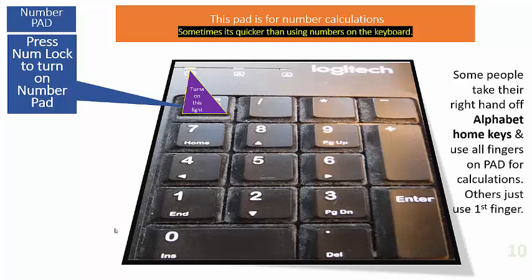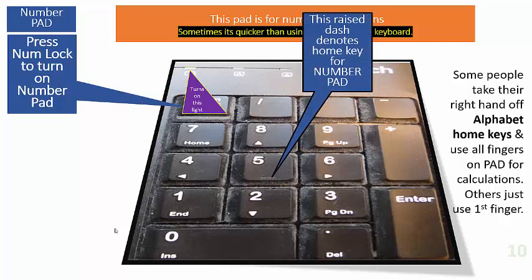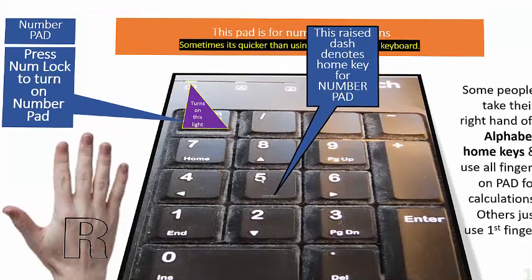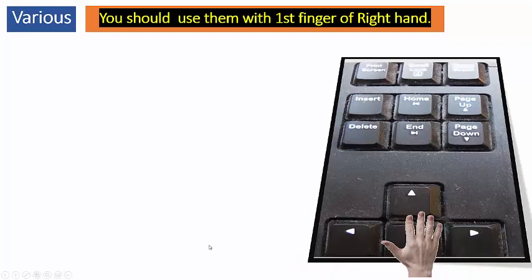Some people take the right hand right off the alphabet keys and use the number pad. This raised dash here denotes the home key for the number pad, and you work out from there. Looking just at the number pad, you use the numbers as and when. I'm suggesting you use the first finger on the right hand for this. This finger goes there. You should use the first finger of the right hand again on these.